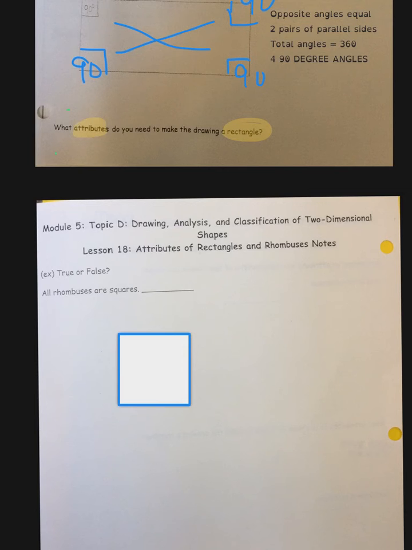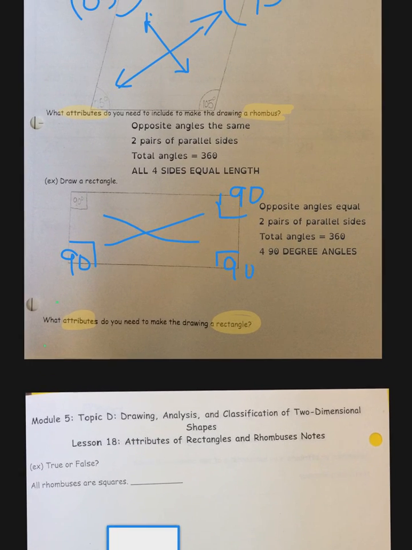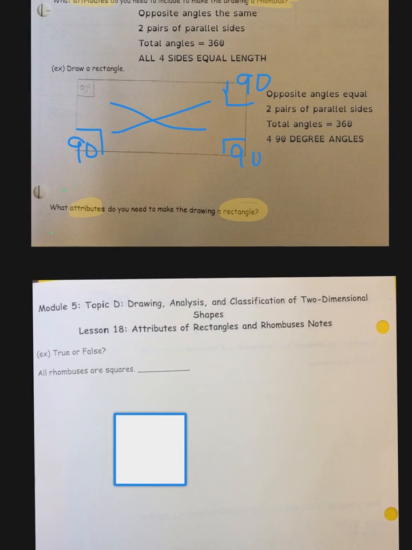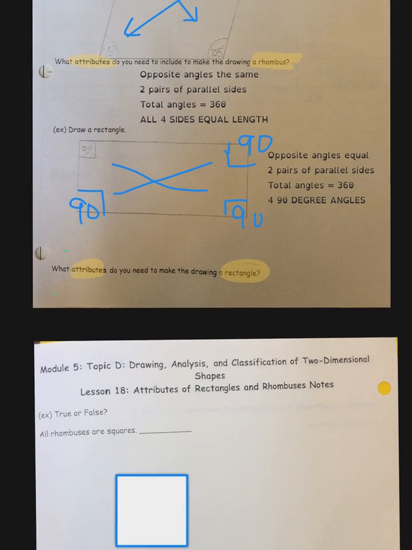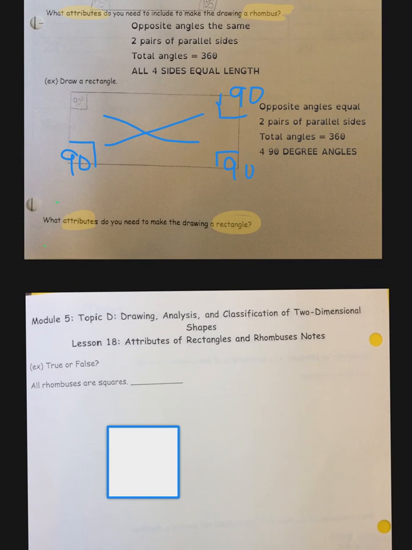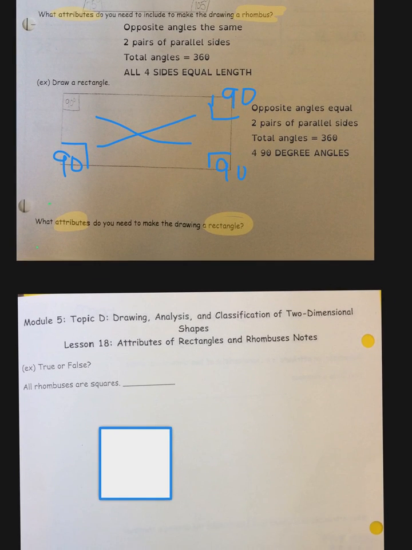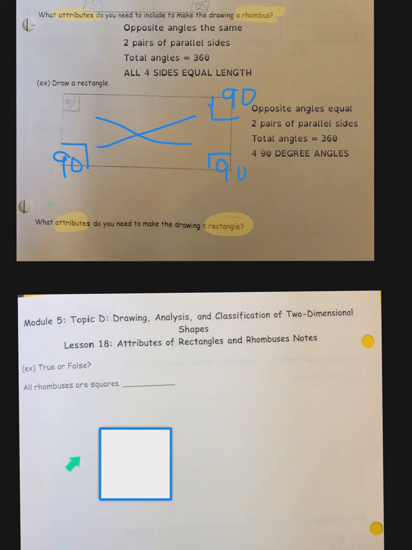Let's look back at the attributes of a rhombus. Okay, so opposite angles are the same. Yep. 2 pairs of parallel sides. Well, yes, here and here and here and here are parallel. Okay. Total angles equaling 360. Well, yes, because this is 90, 90, 90, 90, and we already know 90 times 4 is 360. All 4 sides are equal length. Yes, yes, yes, yes. So that means this square is a rhombus, right? Because it has all those attributes.